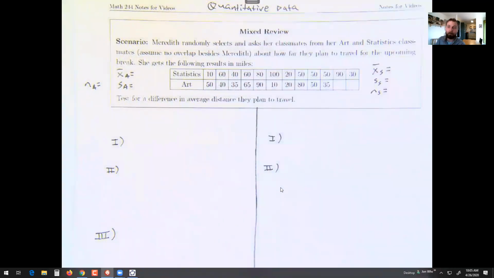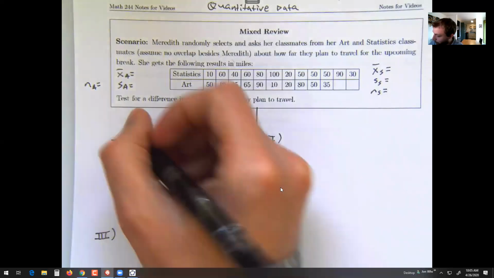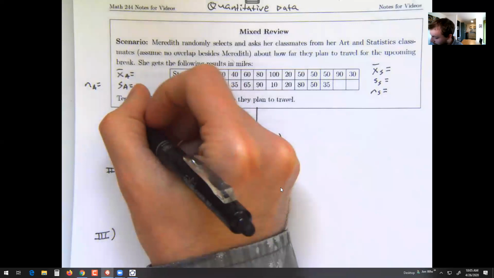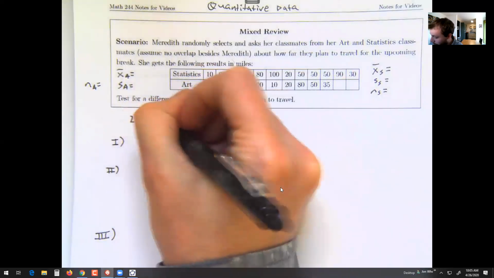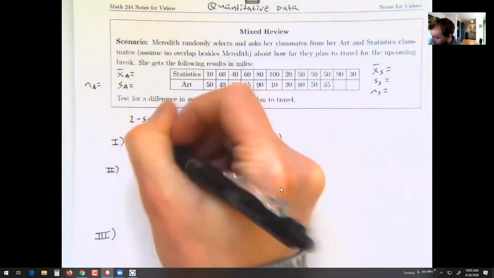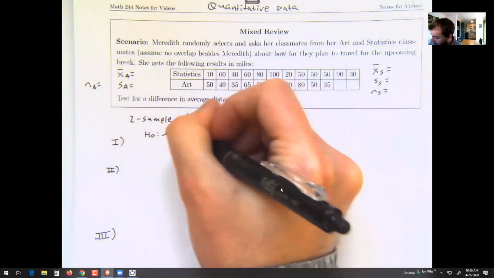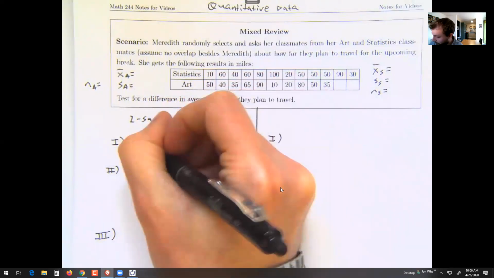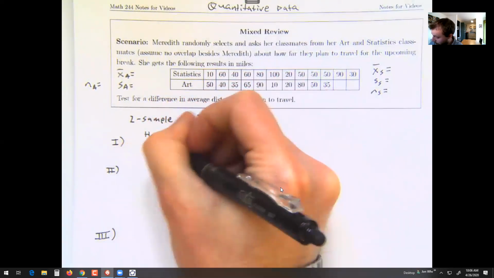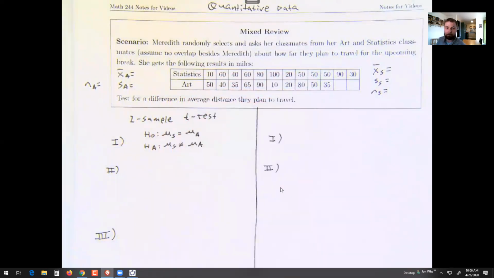And I'm going to be showing you the two ways of going through this process to test if there's a difference in average. One way is I can do a two-sample t-test, where I compare the first average, statistics, and the second average, art. For the alternative hypothesis, I will test if they're not the same.